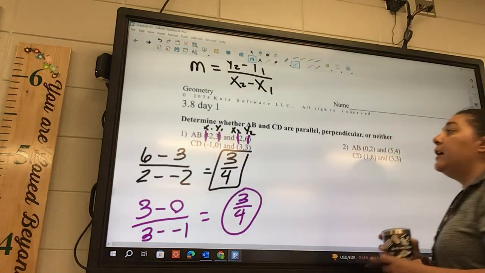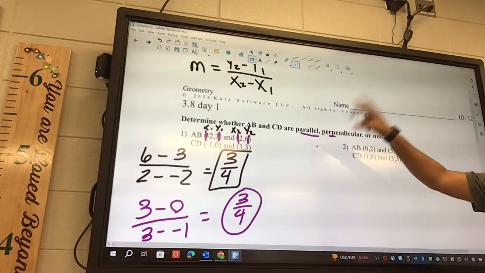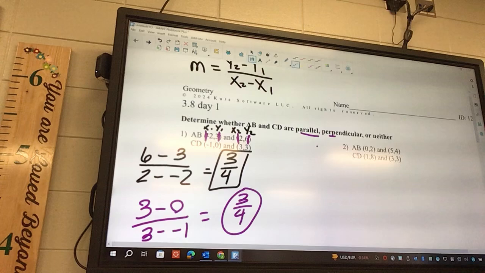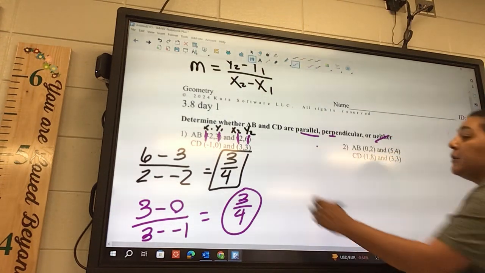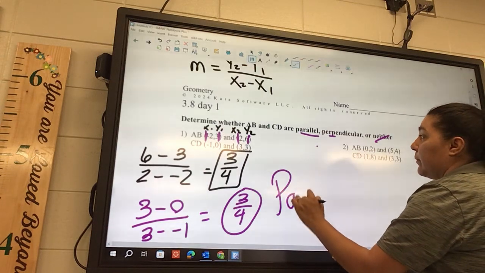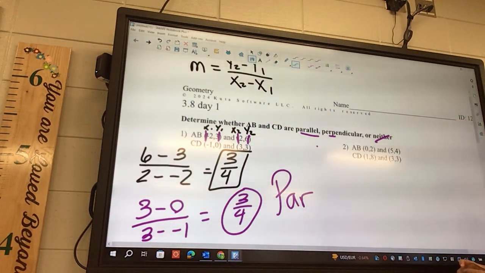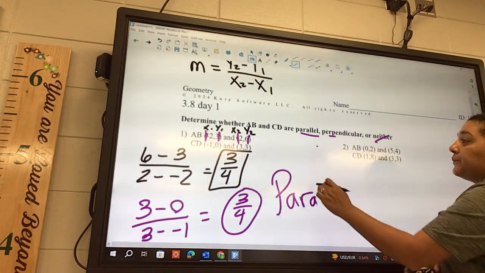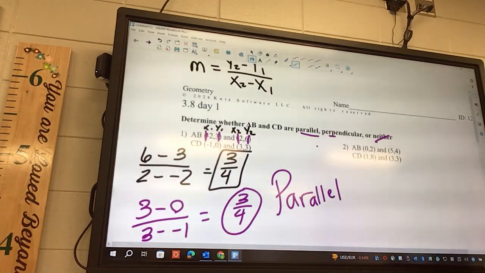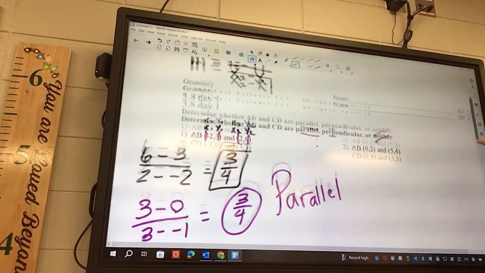Are they parallel? Do they have the exact same slope? Are they perpendicular, meaning that they flipped them and changed it, or are they totally not even the same? They're parallel. Okay, so you have to write the word. You can write PAR if you want to. People will do all this work and then forget to even answer the question. The question is, are they parallel, perpendicular, or neither? You can't just do all the math and not write the word up there, okay? So these are parallel.